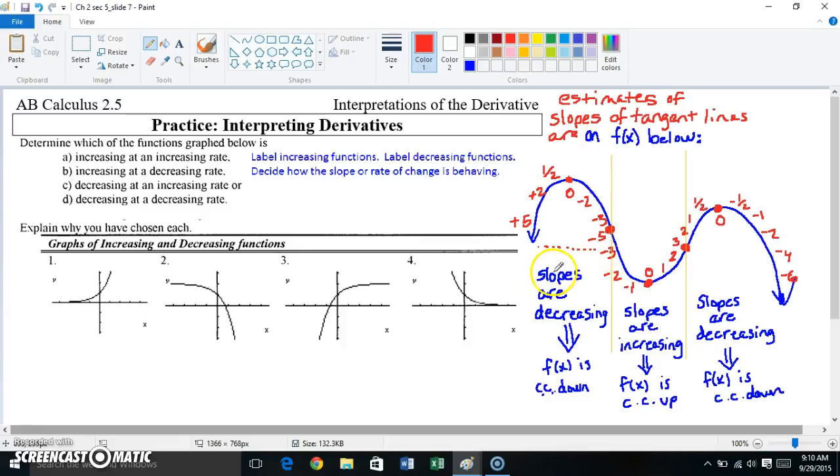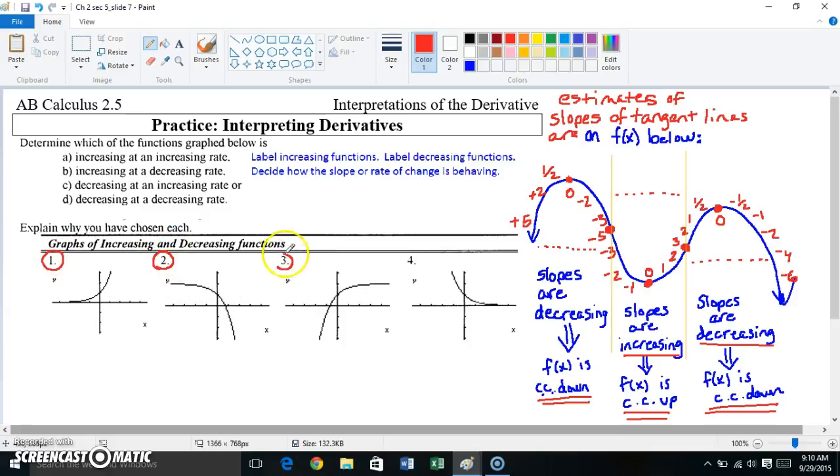All right? So first of all, the slopes are decreasing. We're going from positive 5 to negative 5. Slopes are decreasing, so our function is concave down. In the second section, the slopes go from negative 5 to positive 3, so the slopes are increasing and the function is concave up. In the third section, the slopes are going from 3 to negative 6, so the slopes are decreasing, and our function is concave down.